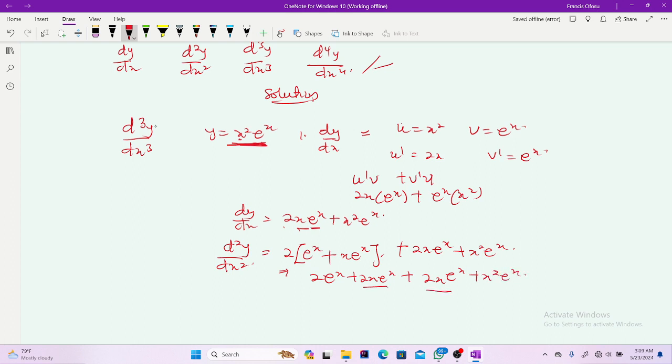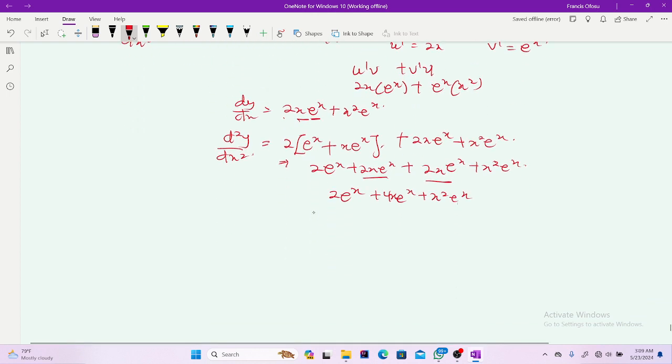So I can join this and this, and I'm getting 2e to the power x plus 4x e to the power x plus x squared e to the power x. And this is only for our second derivative. So we should find the third.